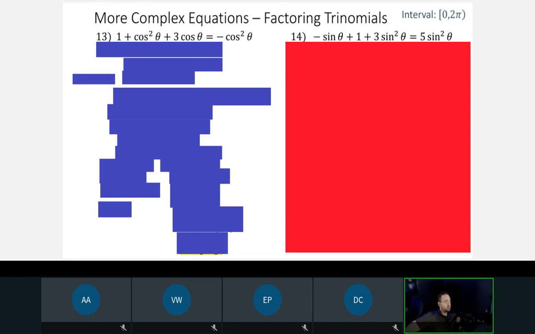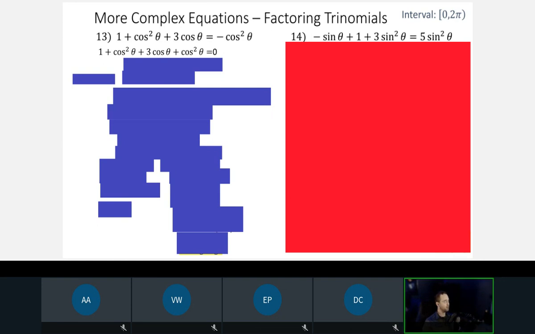All right, so we want to try to combine like terms where we can. We have a number, we have cosine squared, and we have cosine. When you have a trig function squared, the trig function, and then just a number, that is telling us it's a trinomial. It's like saying x squared, x, and a number, and we probably have to solve by factoring. That's a giveaway.